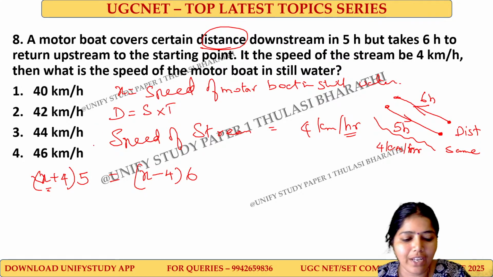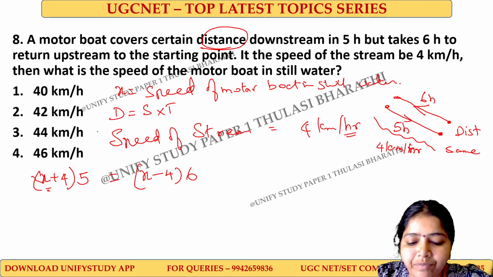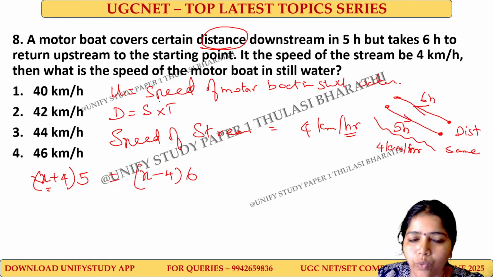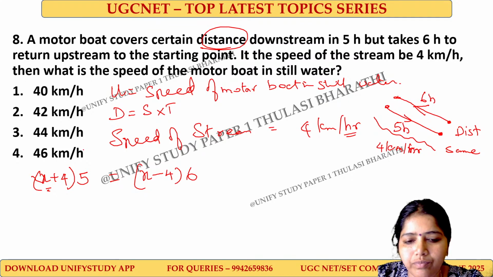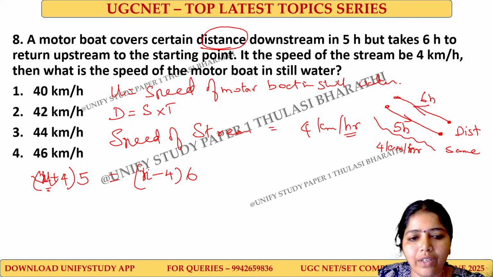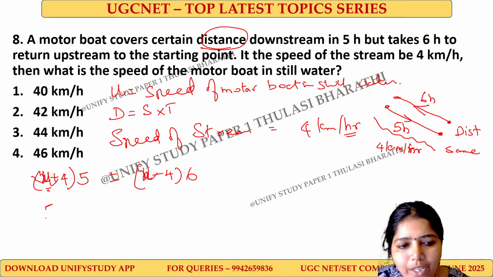Our traditional way of identification we can also use. Like the speed of the motor boat in still water, we used to have it as u, which we don't know. And the speed of the stream we have as v. That's easy identification. Yes, u. Very good. Do it. So simple calculation.